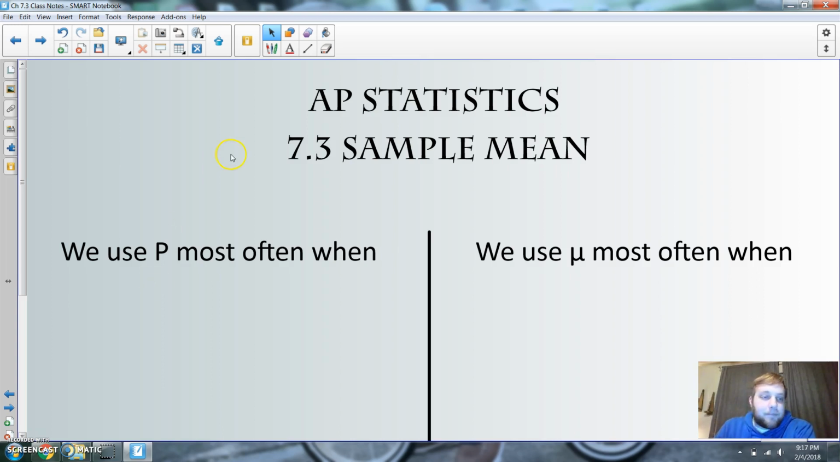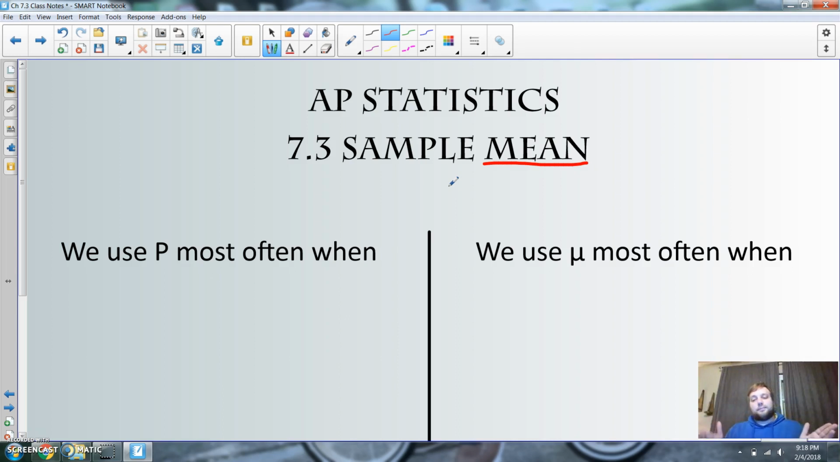7.3. Let's get right into it right away. So 7.3 is all about what we call the sample mean. All right, so 7.2 was all about the sample proportion, which would be percentages, and 7.3 is all about the mean.